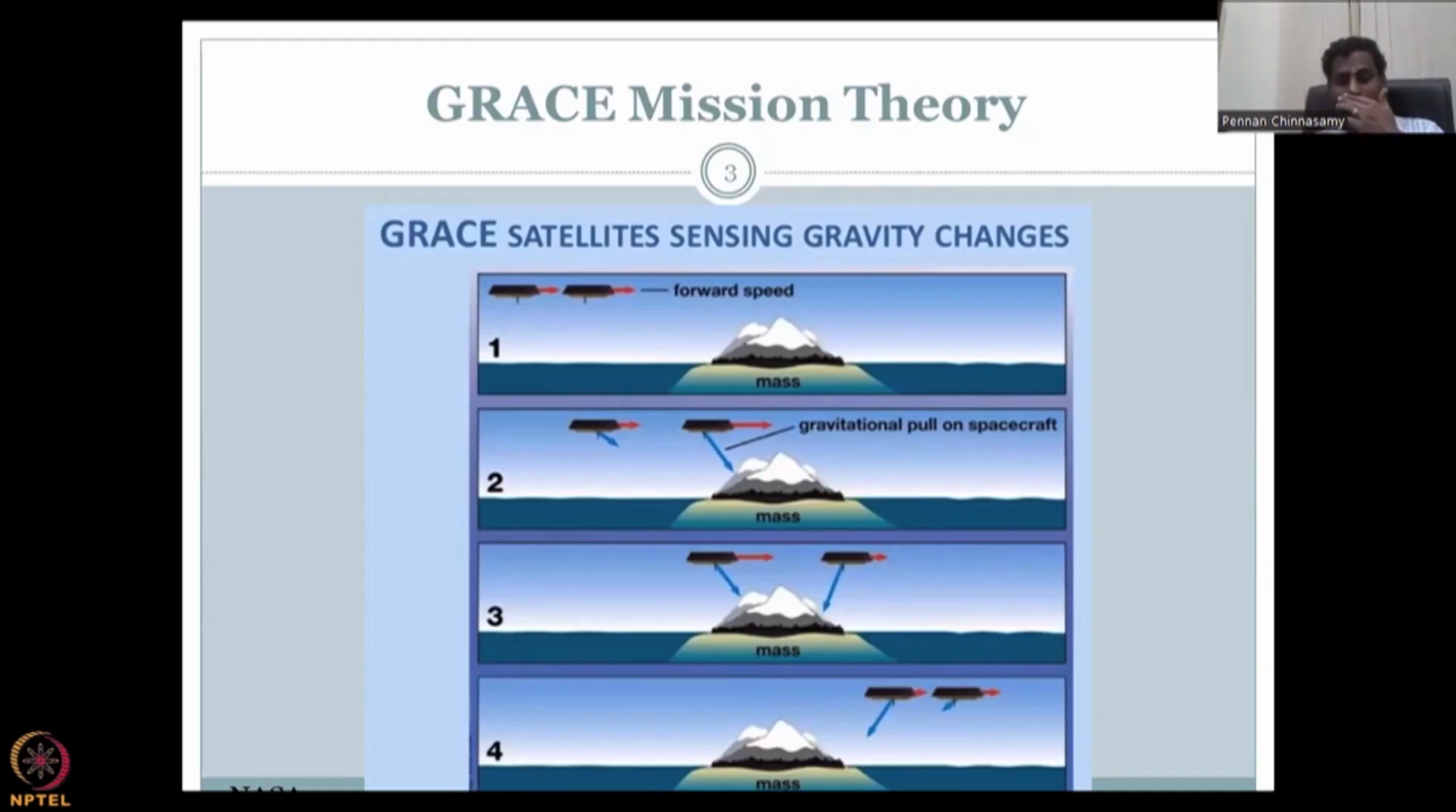Now, here is the theory. Let's see what would change between months. This is the first month. The mass is there. The satellites go past, and it goes past this.